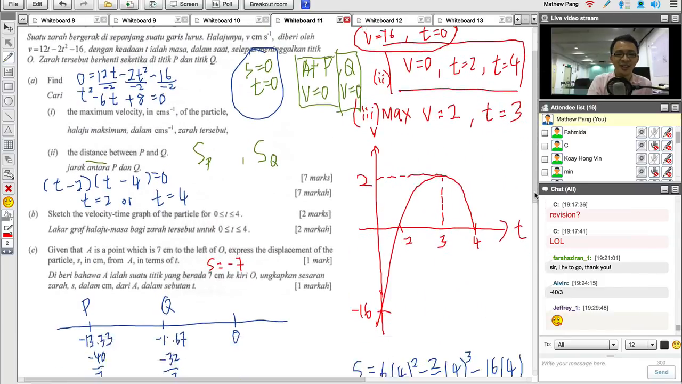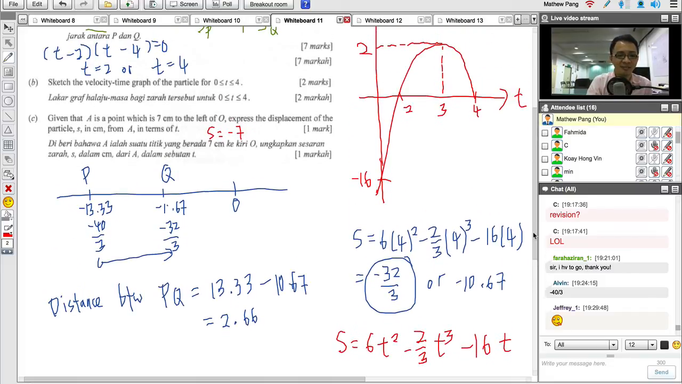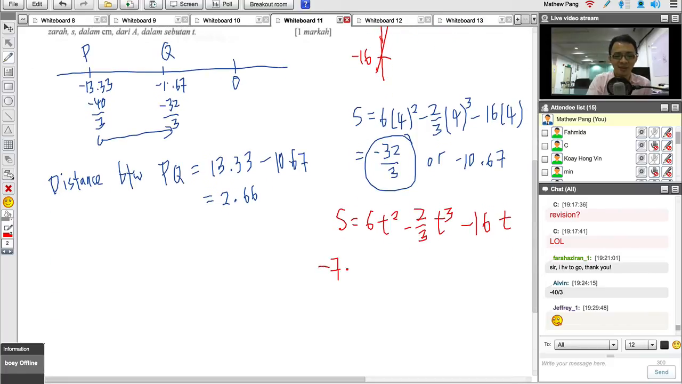Oh my god, I've deleted my S equation. Luckily, I got something here. So S will equal 6t squared minus 2 over 3t cubed minus 16t, right? I think what they're trying to say is, when this is 7 centimeter on the left of O, it will be negative 7. So you just substitute negative 7 here. So equals 6t squared minus 2 over 3t cubed minus 16t. I think that's all.